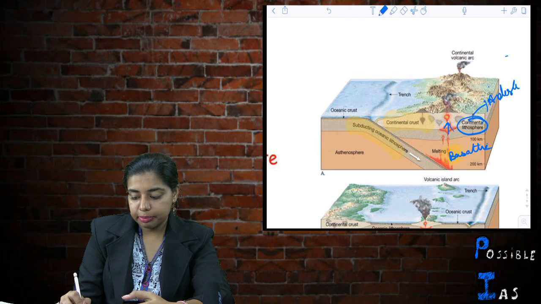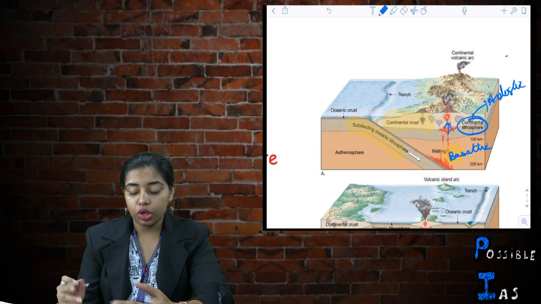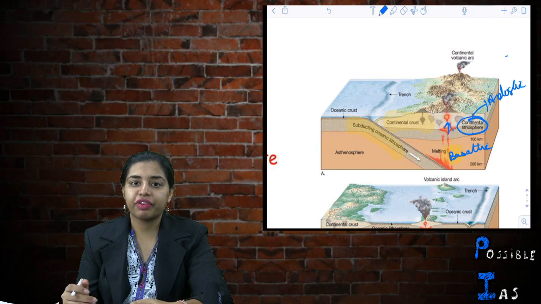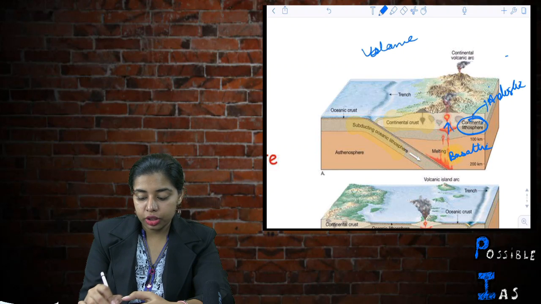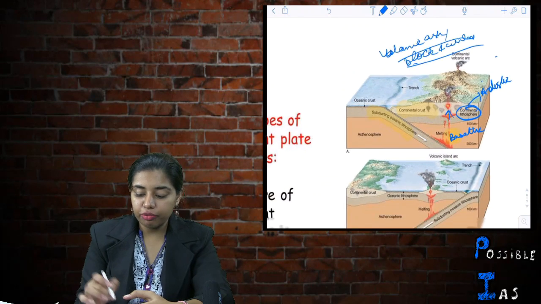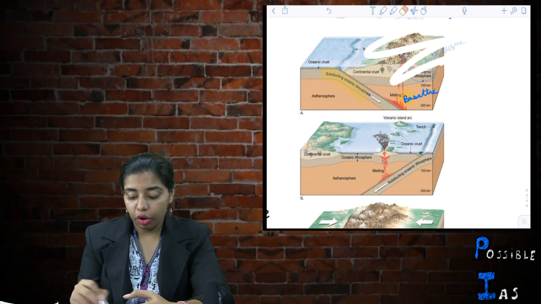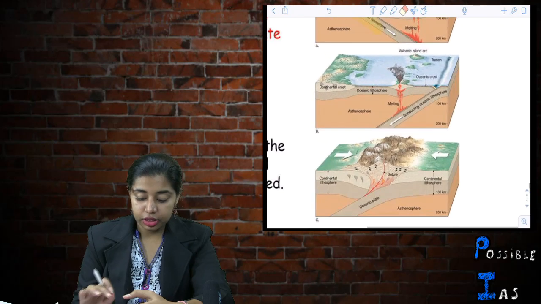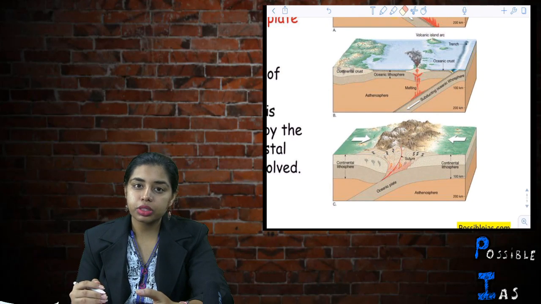Now these andesitic magmas are very viscous, so the eruptions that take place because of andesitic magmas are very violent. In these eruptions you have a lot of volcanic ash, blocks and cinders, right? So this completes the first type of boundary interaction under convergent plate boundary. We have done continental and oceanic convergence. Now one thing that can happen is that two oceanic crusts can come towards each other.